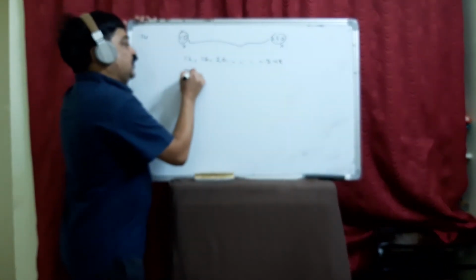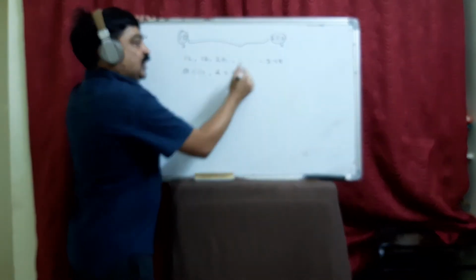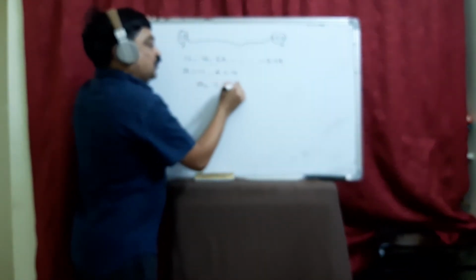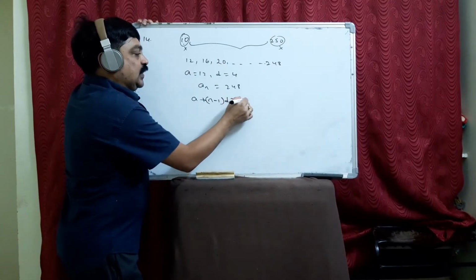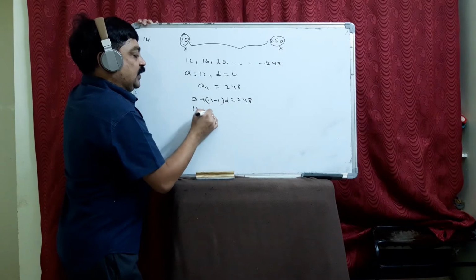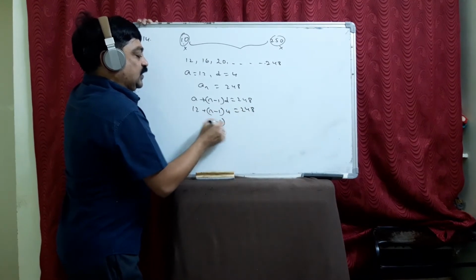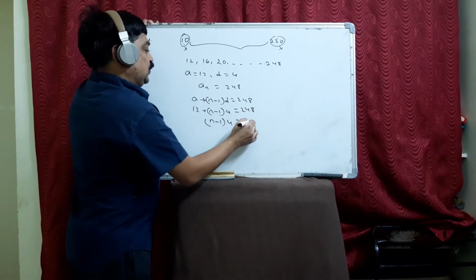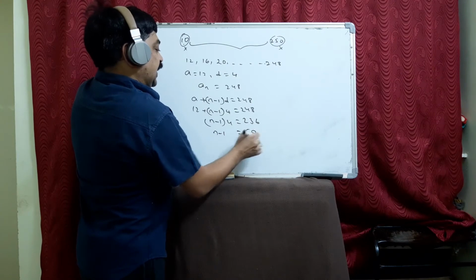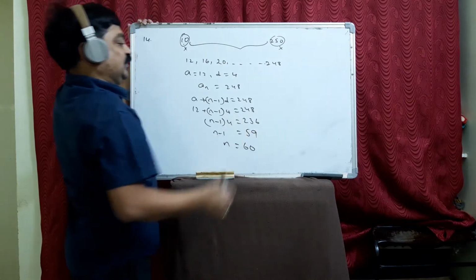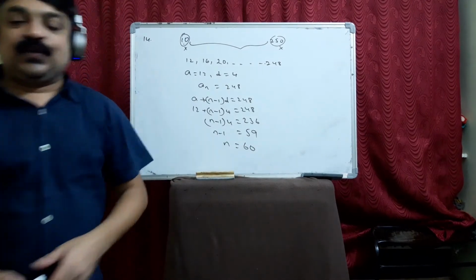As usual we write a is 12, d is 4 as a2 minus a1, and we equate an to 248. This is a plus n minus 1 into d equals 248. a is 12, n minus 1 into 4. So n minus 1 into 4 is equal to 236. n minus 1 will be 59. n equals 60. So there are 60 terms which are multiples of 4.